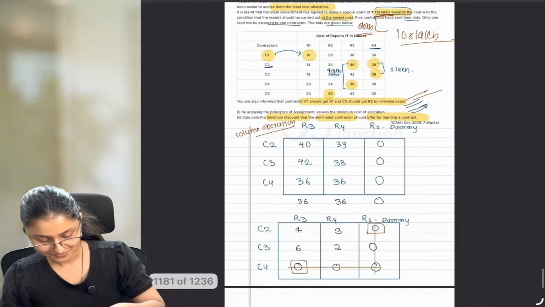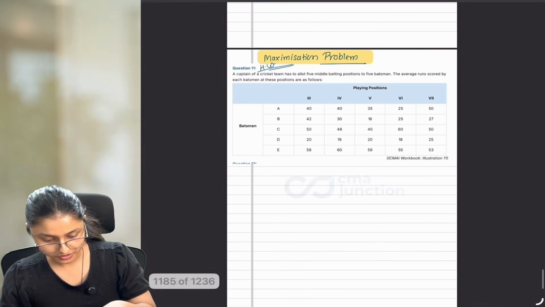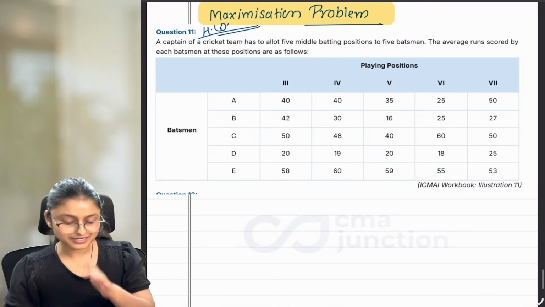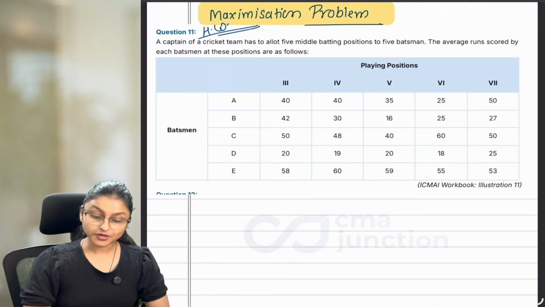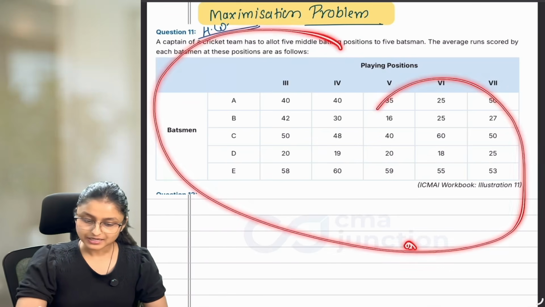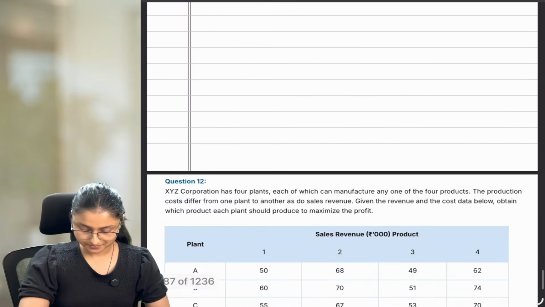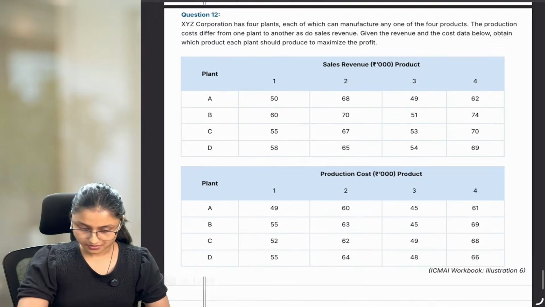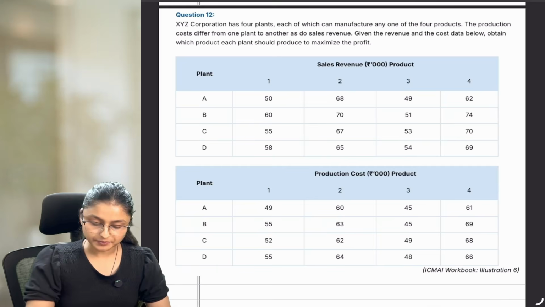Chalo. Let's move forward to our next question, and this is related to maximization problem. Now in this maximization problem, the first question is going to be your homework. Let's see the next question. Okay? Now, in this question, what is happening?